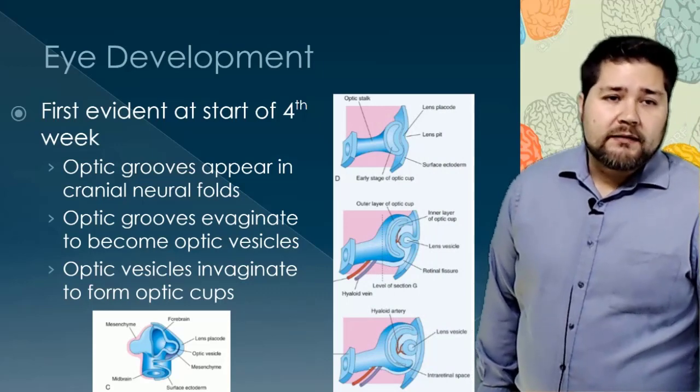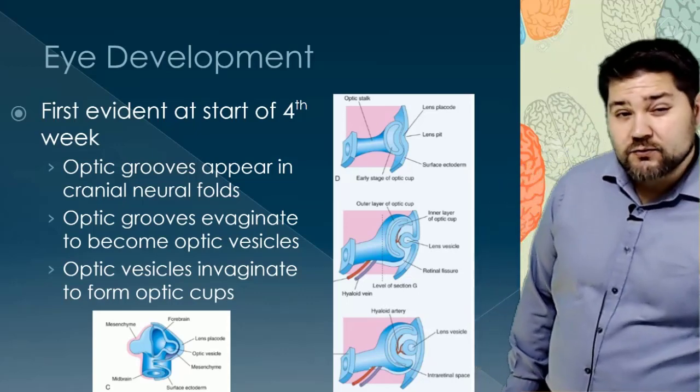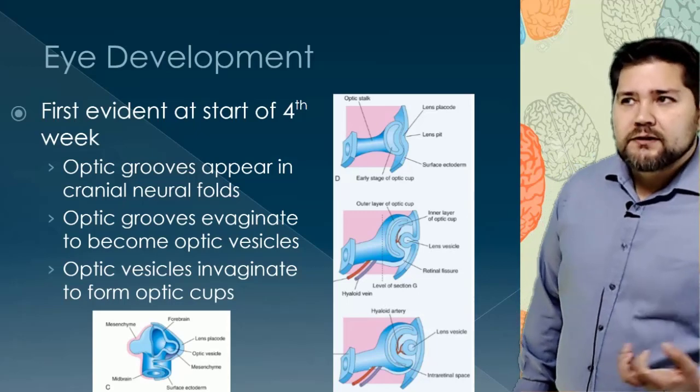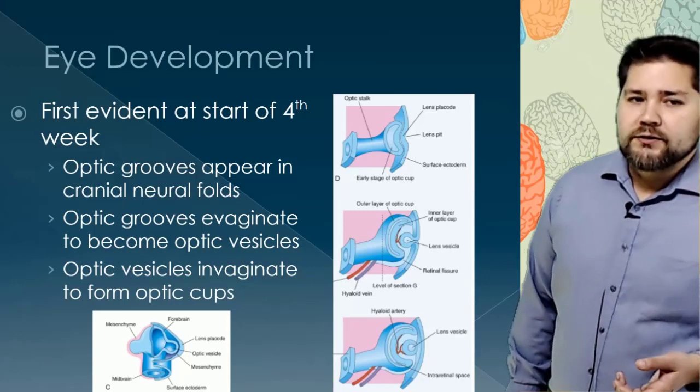Okay, so finally let's take a look at eye development. This also begins in the 4th week, and this is really just a continuation of the neurulation process we saw with the brain. And one thing I like to point out is that the eyes are really just an extension of the brain tissue, and they sort of undergo their own little neurulation process.